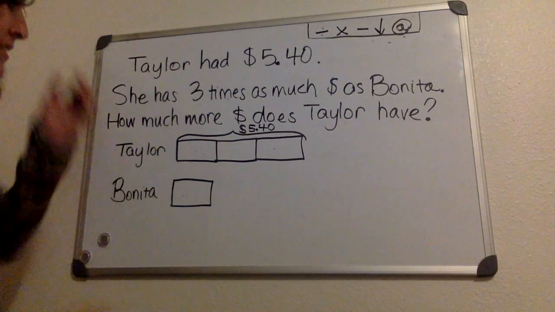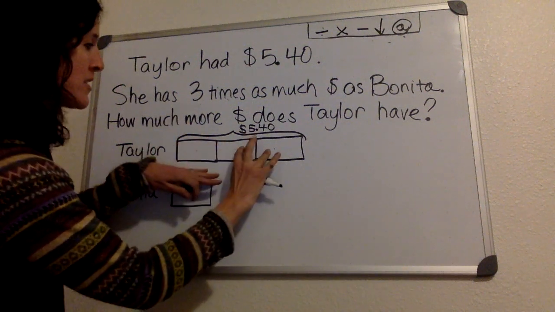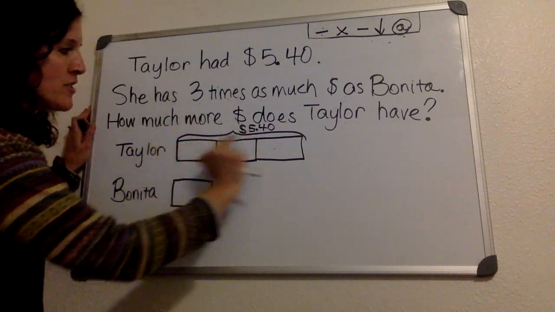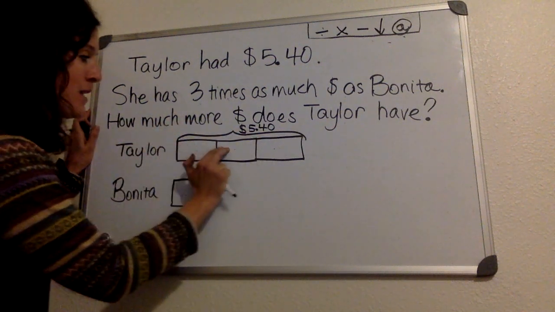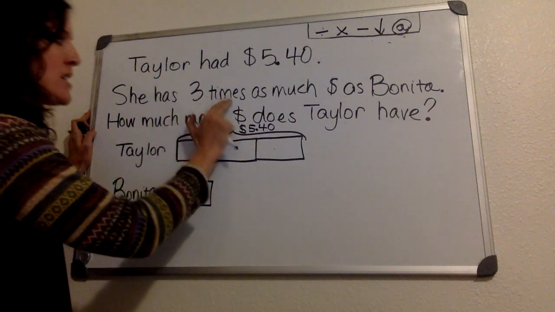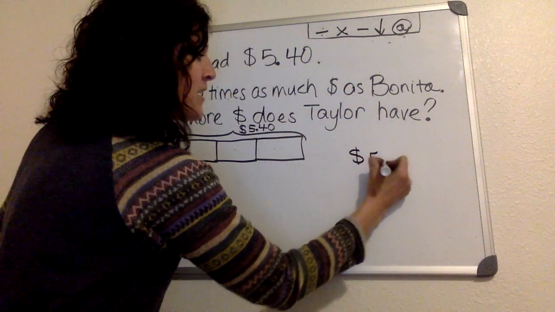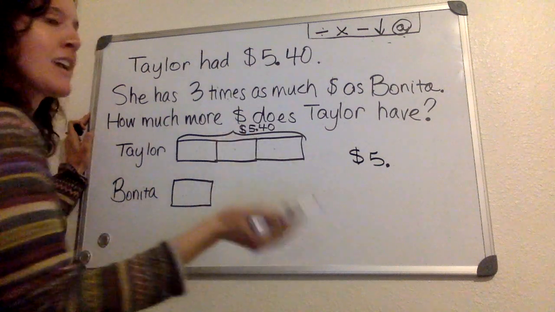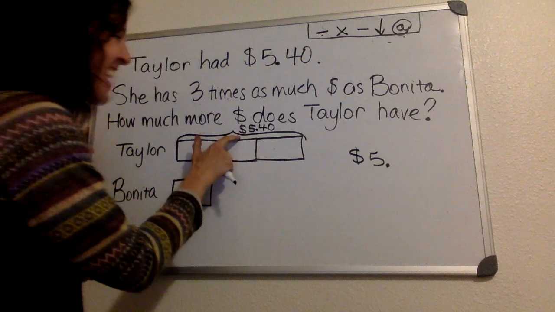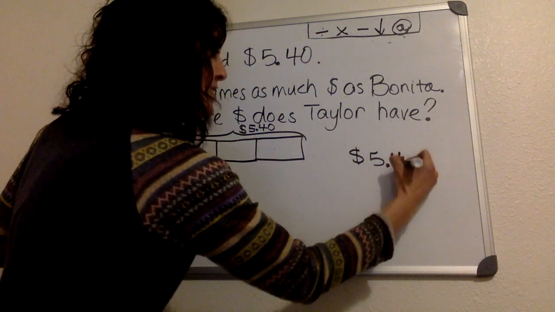So now this looks like the problem we just did before. We had some parts, a part of our whole. Our whole is $5.40 for Taylor. And how many parts does she have? Well, she has 3 parts. She has 3 times as much. Okay, so remember what we did in the last one, we took $8 divided by 5. Now we're going to take $5.40 and divide by 3 because we have 3 boxes.